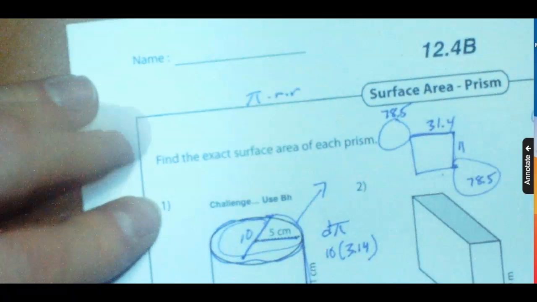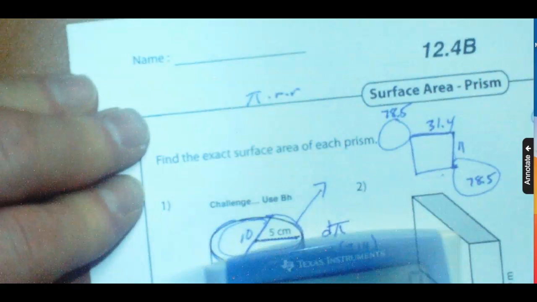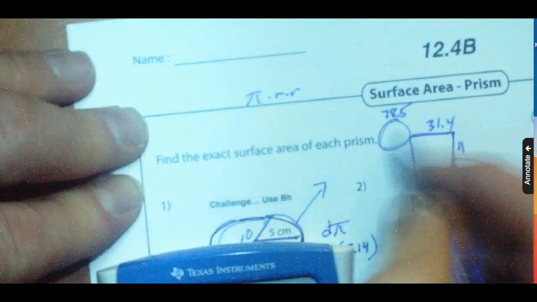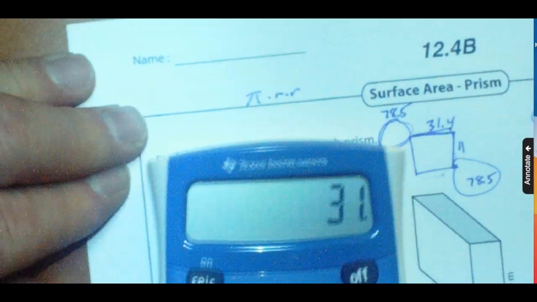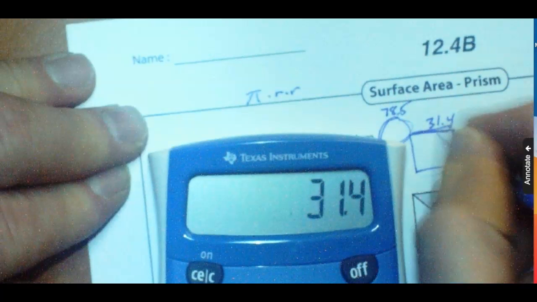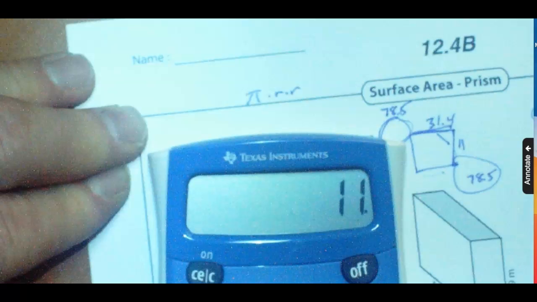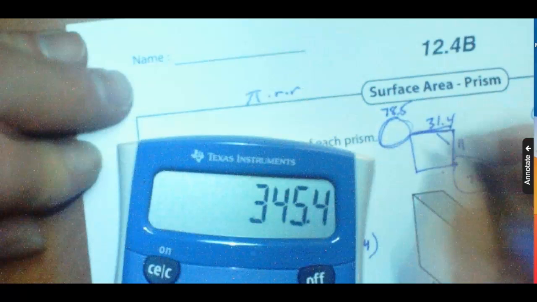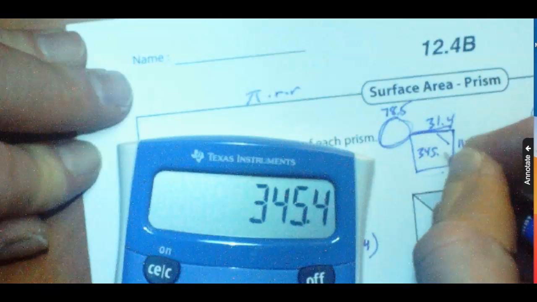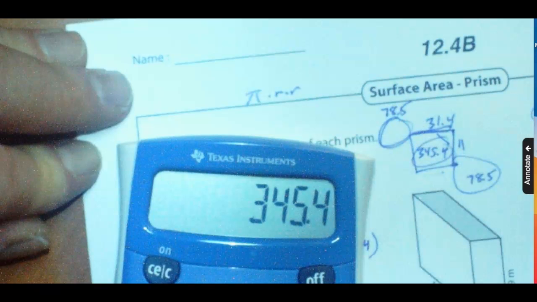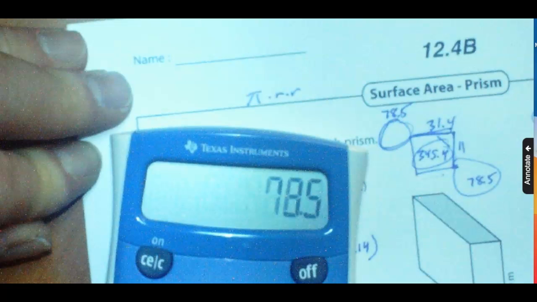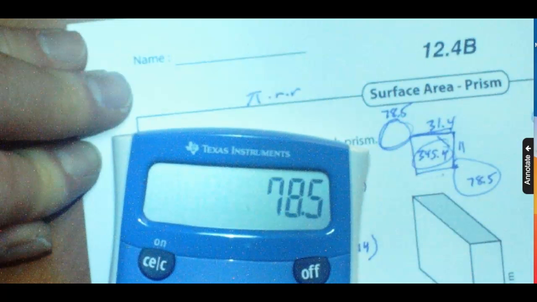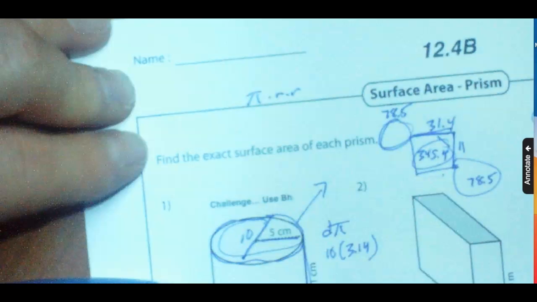So I'm going to take that 31.4, that's my distance around the outside of the circle, which is the distance here. I'll multiply it times this measure of 11. That's going to give me the area of that soup label. That's 345.4. So I've got that rectangle, so I'm just going to add that. And I'm going to add 78.5, plus the area of this one, 78.5, equals 502.4.